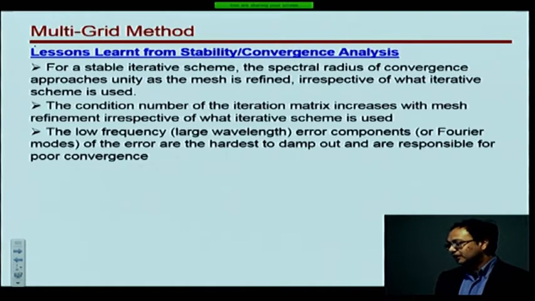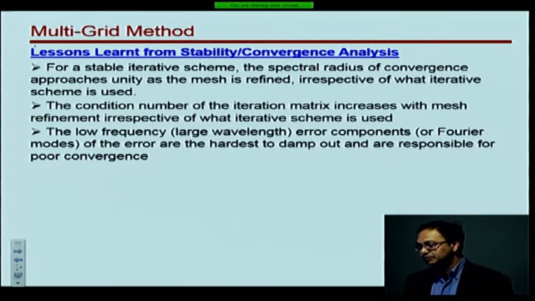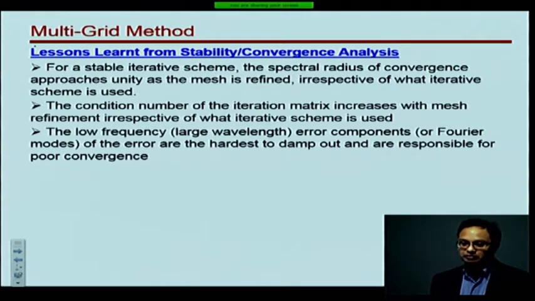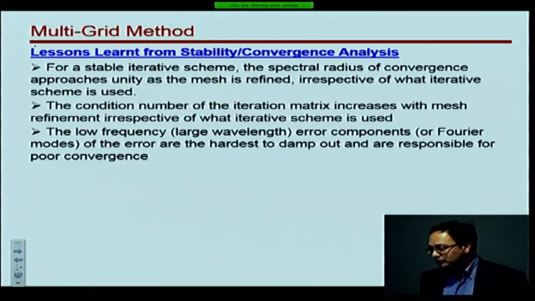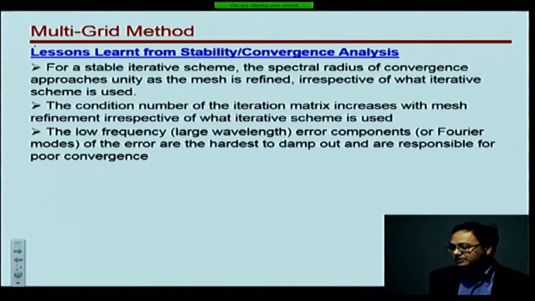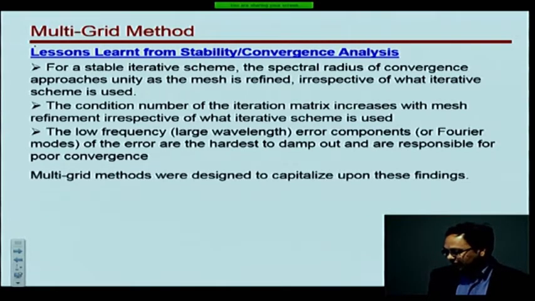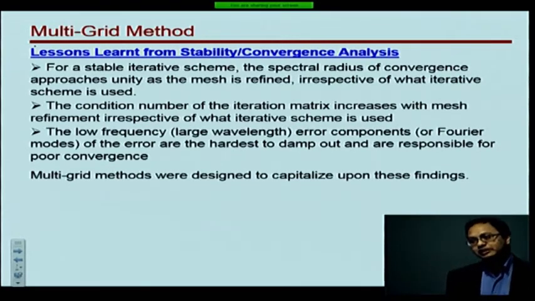We also found that the condition number increases with mesh refinement, and so the convergence gets slower. And the most important thing we found was that, when we do this Fourier decomposition, the components of the error that are primarily responsible for slow convergence are the large wavelength components. It's not really just one component, but we can say the large wavelength components or the small frequency components. So from that, this whole idea of multigrid methods developed.